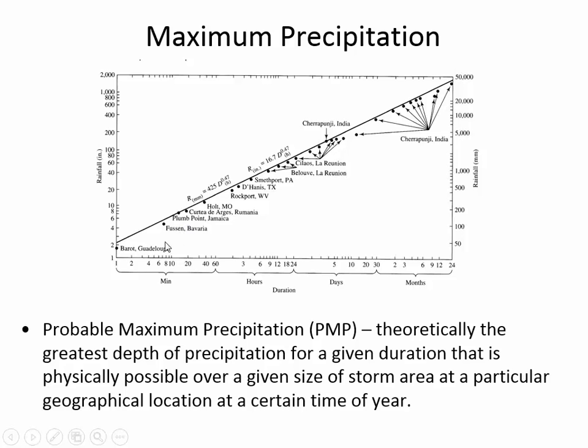And these are all record storms that are on this graph. But what the graph is showing is the duration of the storm and how much rain, the depth of the storm, based on a duration. So Barrow, Guadalupe had a very high intensity. It was 1 minute of rainfall, and it was almost 2 inches. So that's an unbelievable rainfall intensity. It would almost equate to 120 inches per hour if you think about it on an hourly basis.